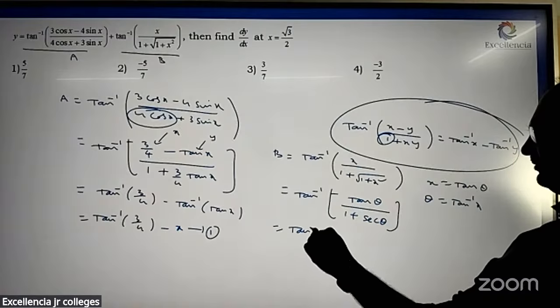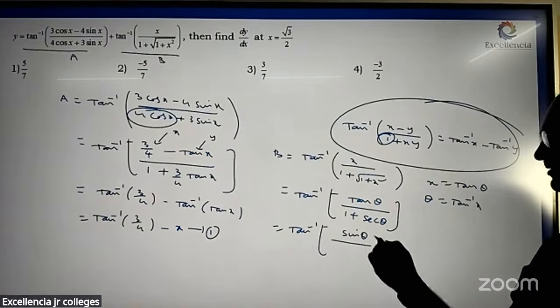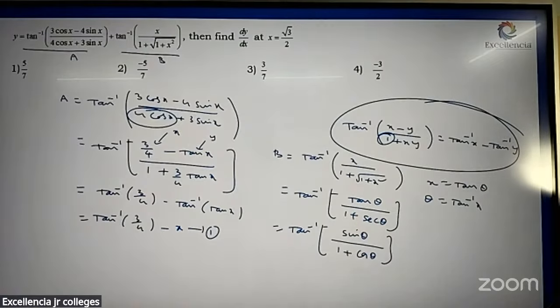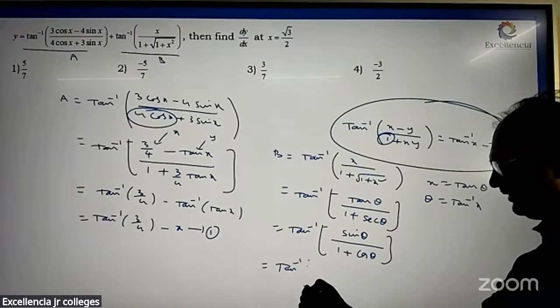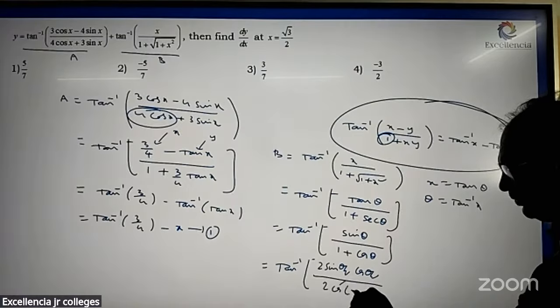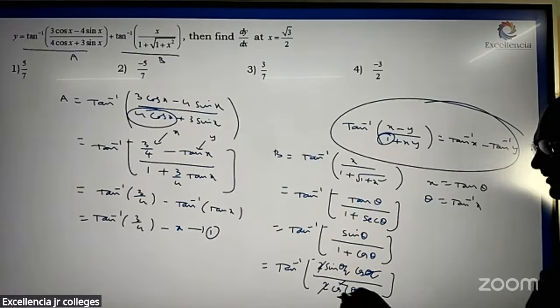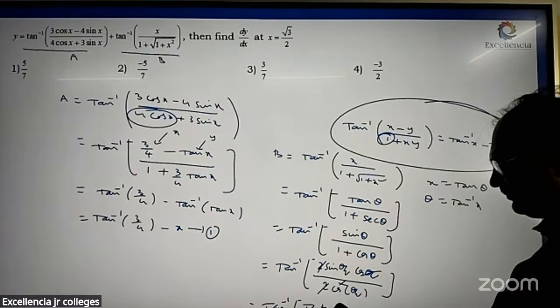Tan inverse of tan theta, we can write as sin theta by cos theta. Here also 1 plus 1 by cos theta, 1 plus cos theta. Apply submultiple angle formulas here. Tan inverse of, what is sin theta? 2 sin theta by 2 cos theta by 2. 1 plus cos theta is what? 2 cos square theta by 2. 2 to cancel, cos theta. Tan inverse of tan theta by 2.